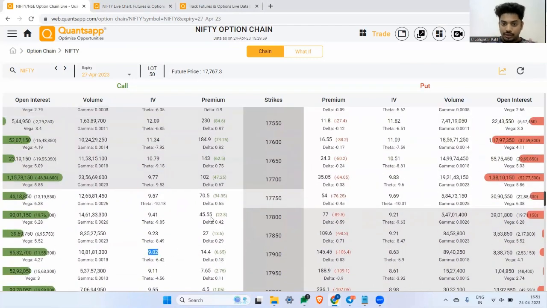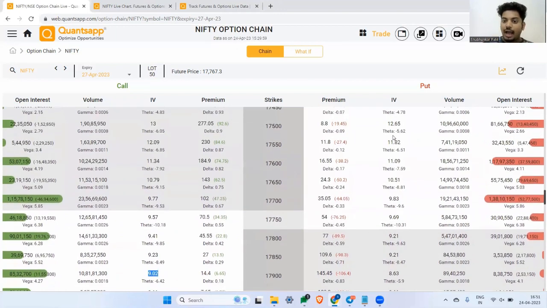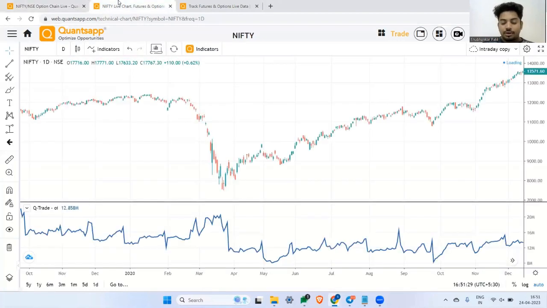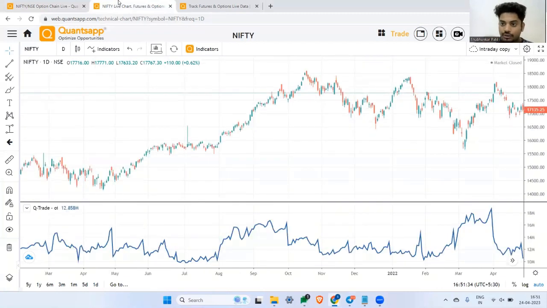If you just spend one or two seconds, you will easily figure out that IVs on the put side are much higher compared to the IVs on the call side. Now why is this happening? It's happening because the market is trying to account for the risk of destructive moves happening in the market.